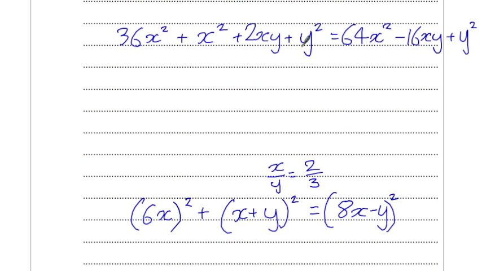First of all, let's quickly get rid of these y squareds from each side. And then I'm going to move everything over to the left, I reckon. So I think that'll look nicer. So we'll have 64 minus 36 is 28x squared. Oh, we've also got this one here. So we need to take that away as well. So sorry, that'll be 27x squared.